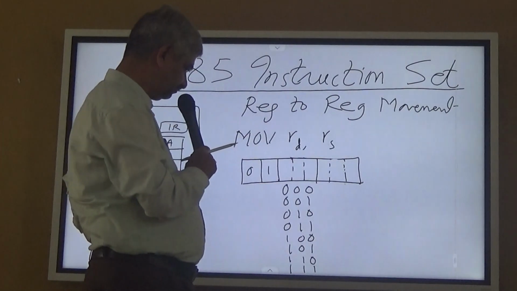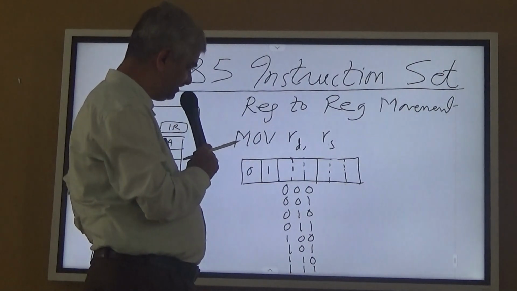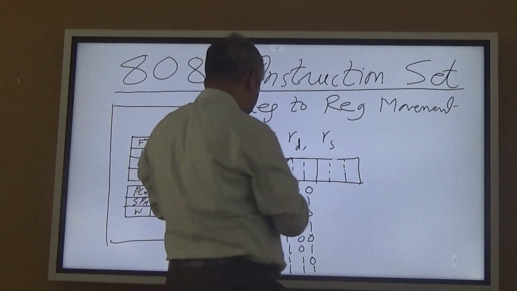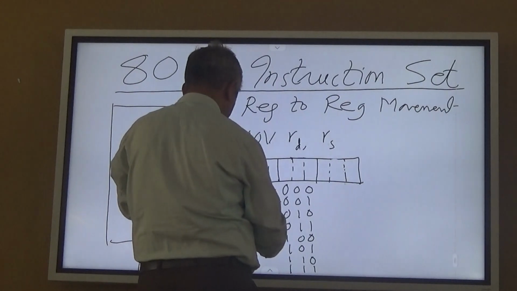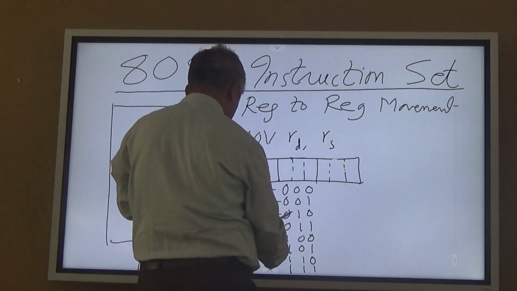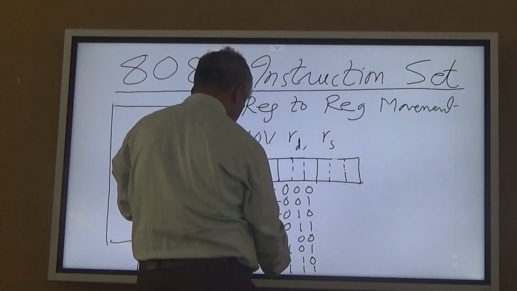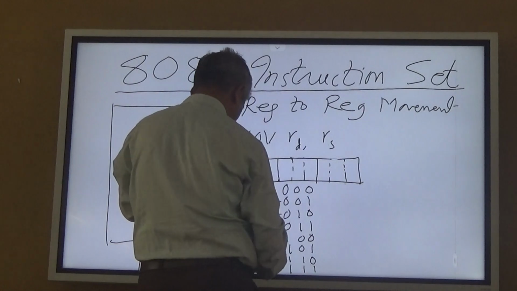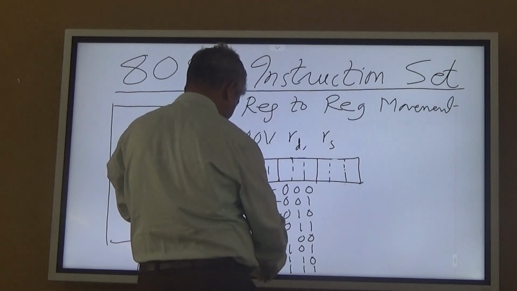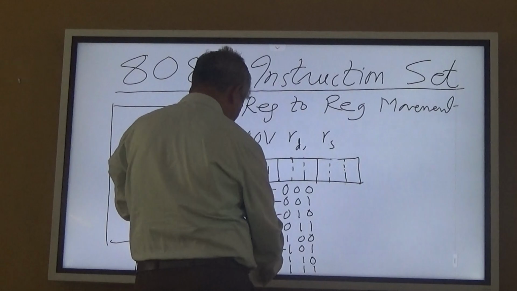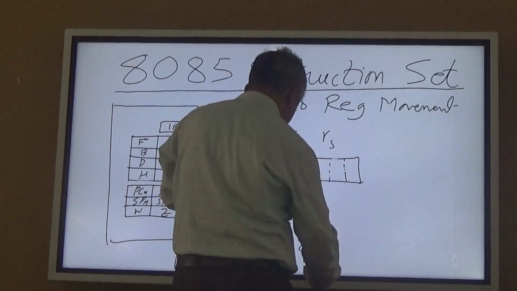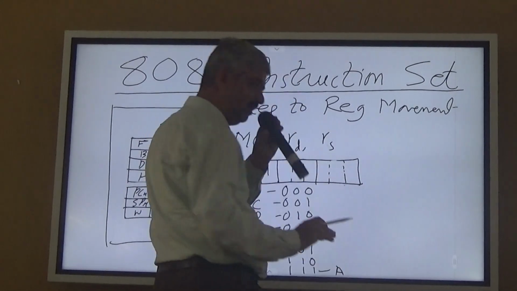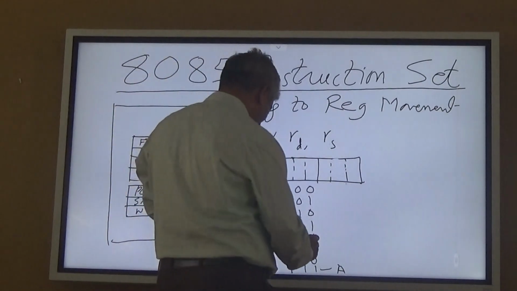Now there is some simple logic that 0 0 0 is B, then C, D, E, H, L, and somehow, for no specific reason, the accumulator A is 1 1 1, and 1 1 0 is unused.